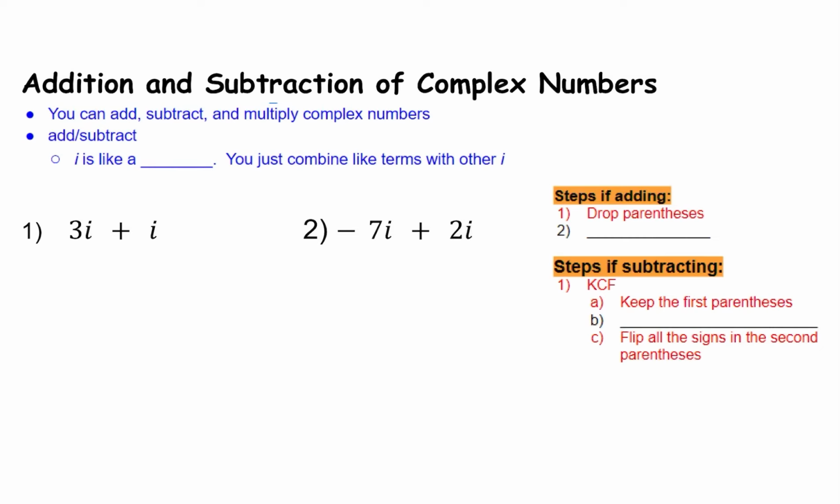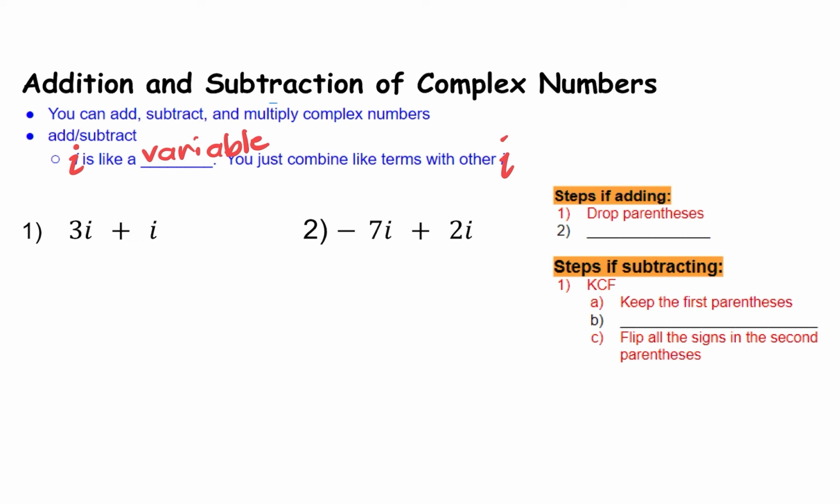Hello, in this video we are going to talk about addition and subtraction of complex numbers. Yes, you can add, subtract, divide, and multiply complex numbers. To add and subtract complex numbers, we are going to treat i as like a variable. You just combine like terms with the other i variable.